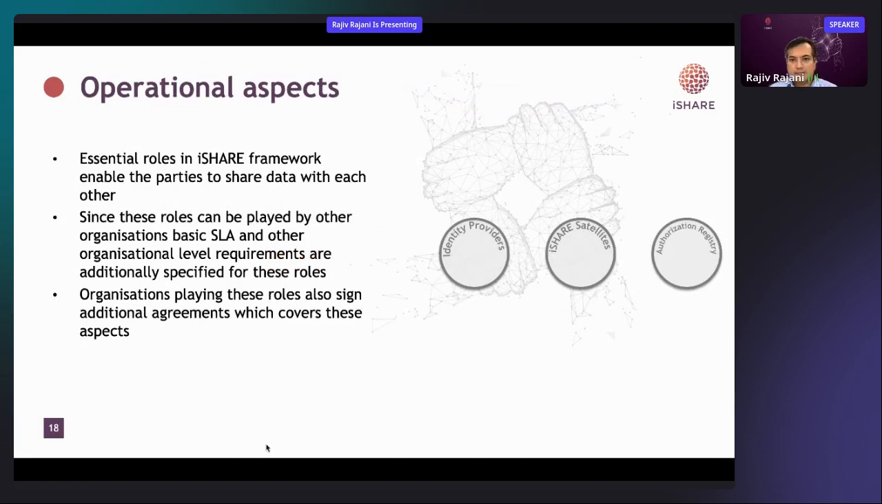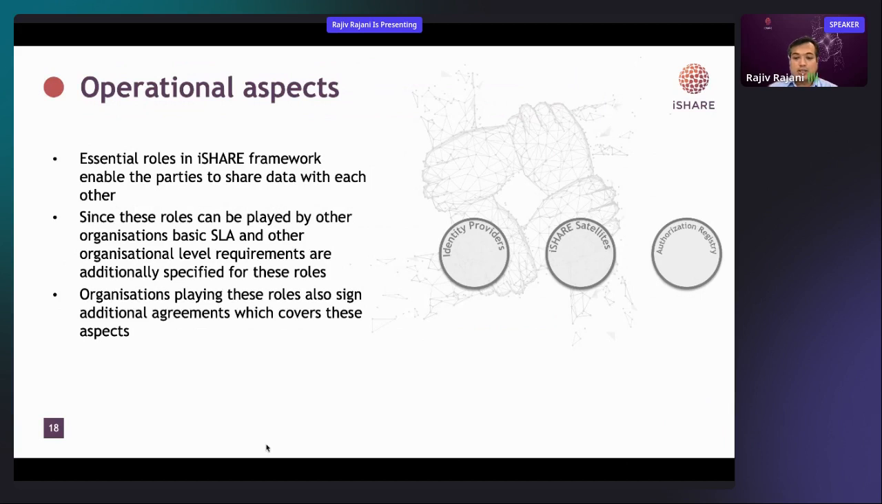As I mentioned, on operational aspects, there are a few key essential services within the iShare framework which are provided by different organizations. Because these are so vital for any kind of use case to be supported by all the participants, there are some availability and SLA requirements that are already set for these organizations as a basis. Of course, in a data space, these agreements or aspects could be adopted, or they can be changed to better suit the requirements of that data space. We'll see more on that later.